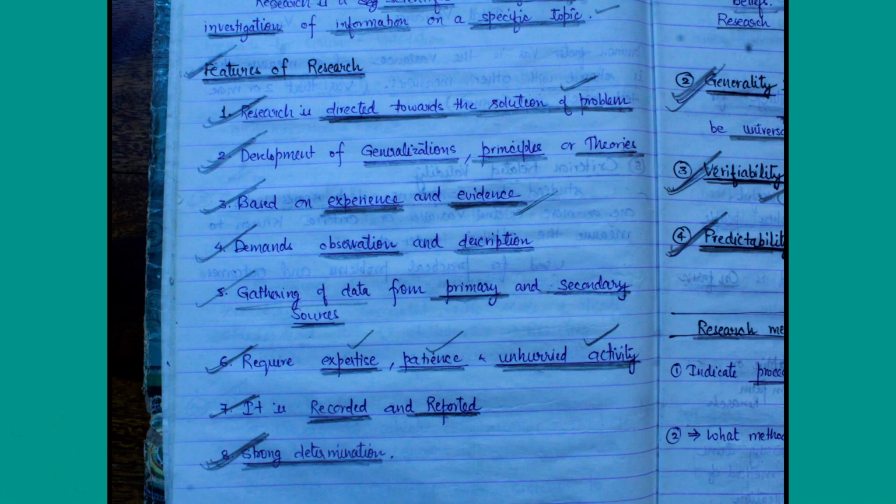Obviously you need expertise, patience, and unhurried activity. So research is an unhurried activity. There have been cases where research has taken so many years, and then at the end they have discovered one thing which has given them a Nobel Prize and which has created history, right? So it needs expertise, patience, and unhurried activity. It is recorded in registers in the form of data, then in Excel sheets for analysis, and then research papers and books come out. So it is being recorded and reported, and strong determination is needed for doing good research.